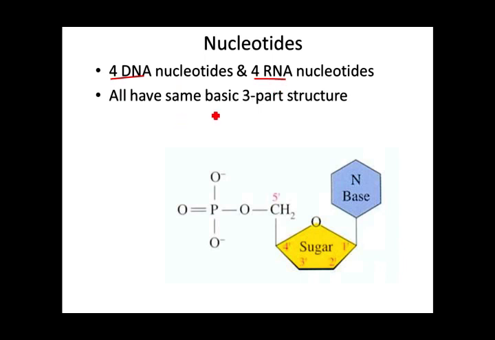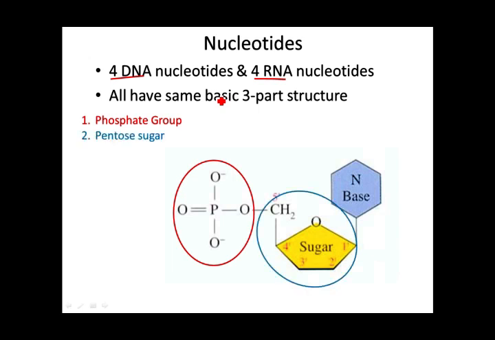Luckily for us, they all have the same basic 3-part structure. And then there's just some differences off of that. Okay. So what is that 3-part structure? Well, first of all, all 8 of the nucleotides have a phosphate group. And they also have a pentose or a 5-carbon sugar, and then they have something called a nitrogenous base. And we're going to look at each one of these in a little more detail, but that is the 3-part structure that every nucleotide has.